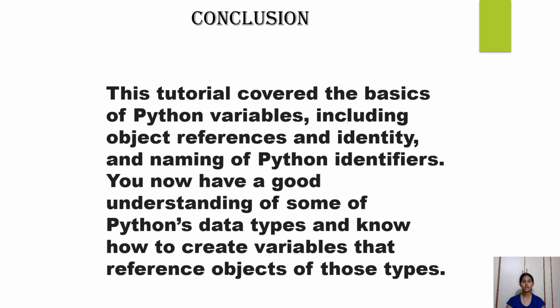So let's come to the ending part, that is the conclusion. This tutorial covered the basics of Python variables, including object reference and identity and naming of Python identifiers. So now you have a good understanding of some of the Python data types topics, and now how to create variables that reference objects of those types.